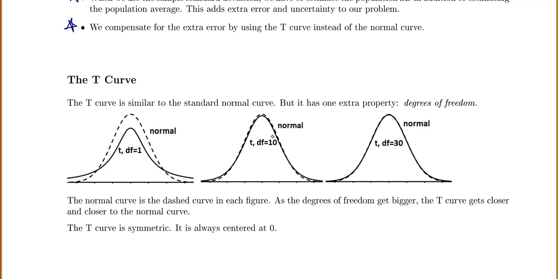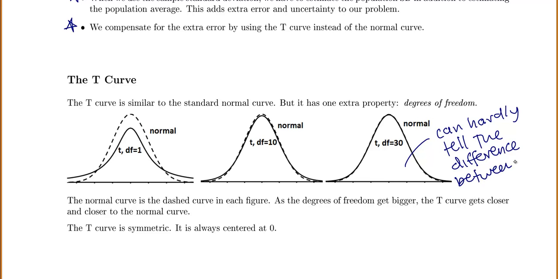But when I go to 10 degrees of freedom for t, it's hard to tell the difference between the t-curve and the normal curve. And when I get to 30 degrees of freedom, the t-curve and the normal curve overlay almost exactly. So we can hardly tell the difference between the z for normal and the t-curves. The reason is that as your degrees of freedom get bigger, the t-curve gets closer and closer to the normal curve. Just a few things: the t-curve is symmetric and it's always centered at 0.